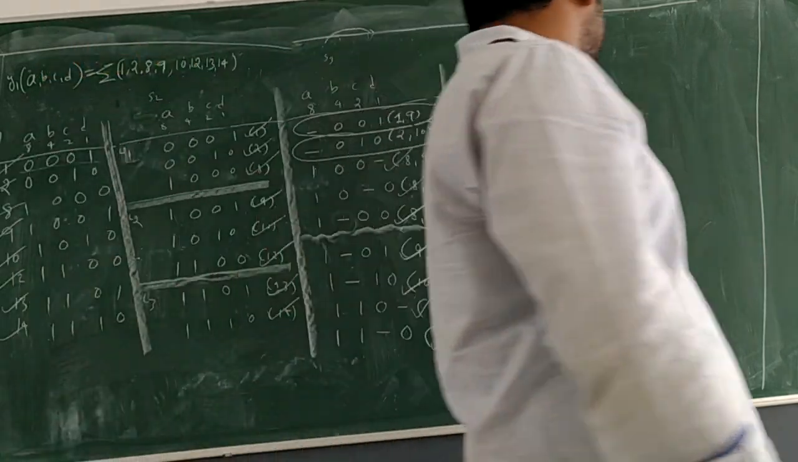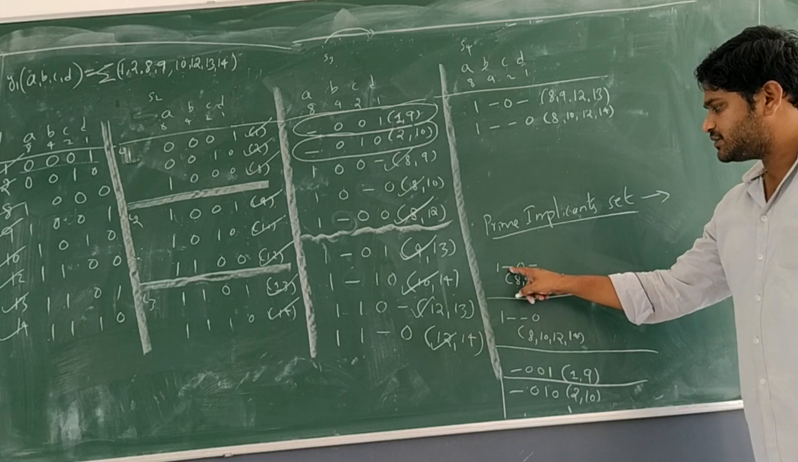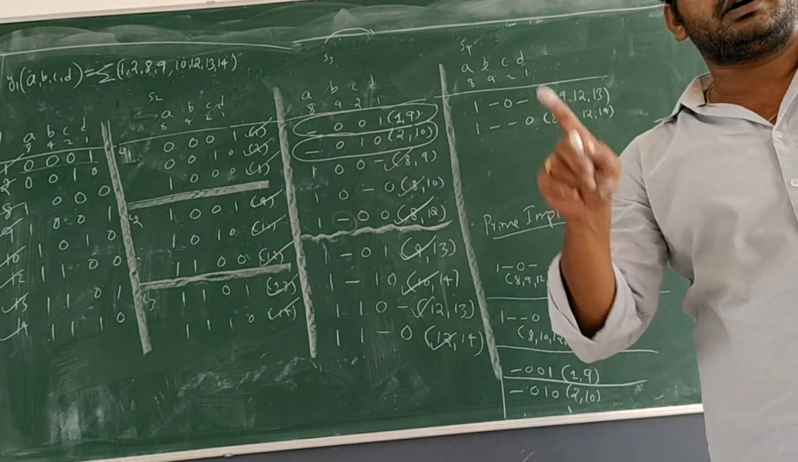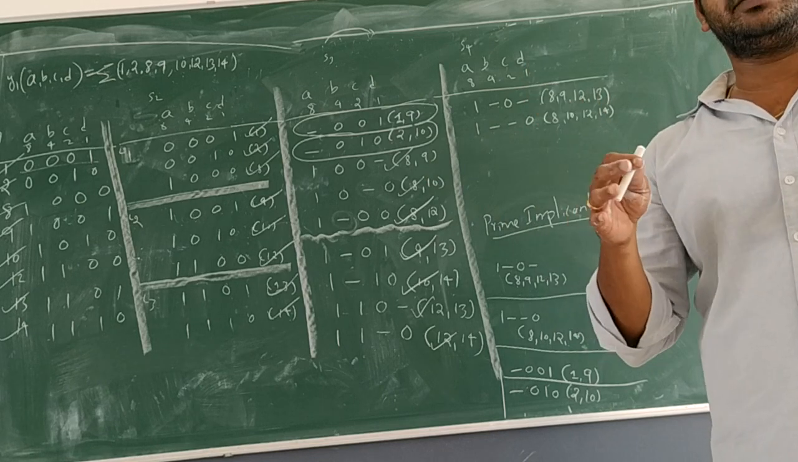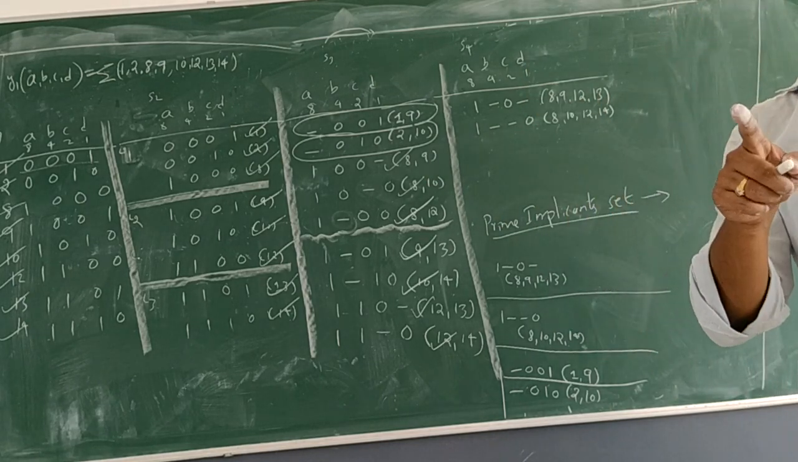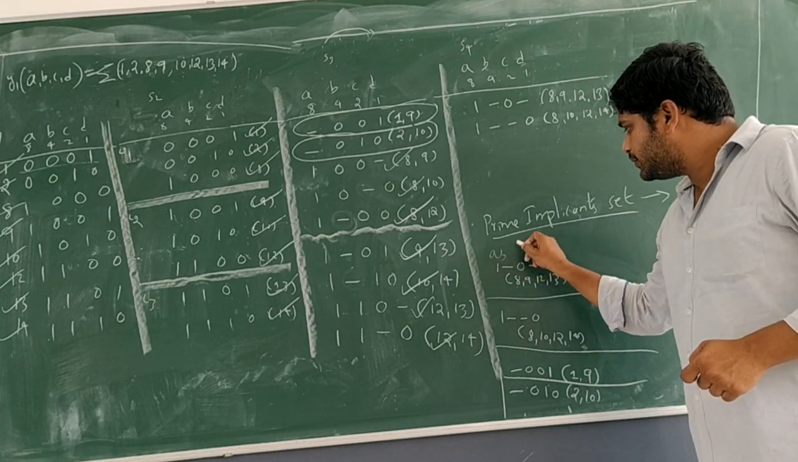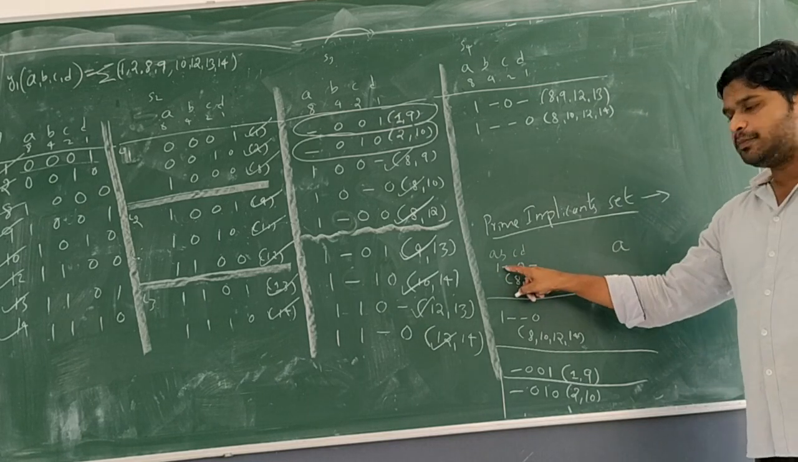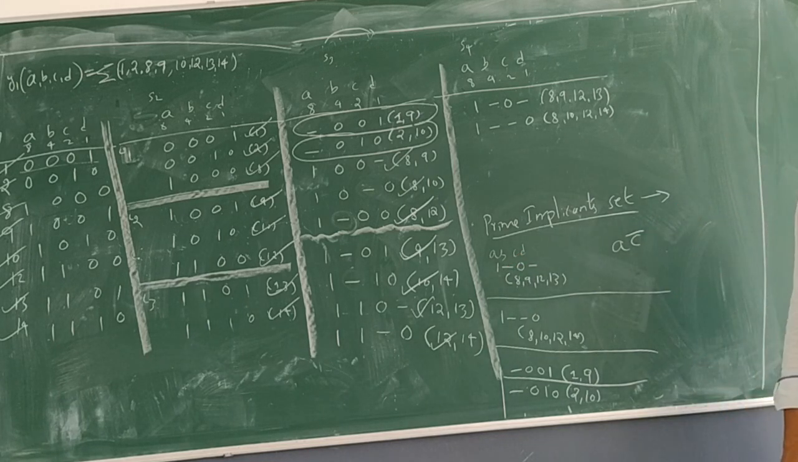Let us write the terms. What are the terms? The first column is A, second is B, third is C, fourth is D. Which variable is present in one? Write that variable. Which variable position has a hyphen? Skip that variable. In which variable position do we have a 0? Write that variable with complement. A is 1, hence I will write A. B is hyphen, I will skip. C is 0, hence it is C complement. D is hyphen, I will skip.